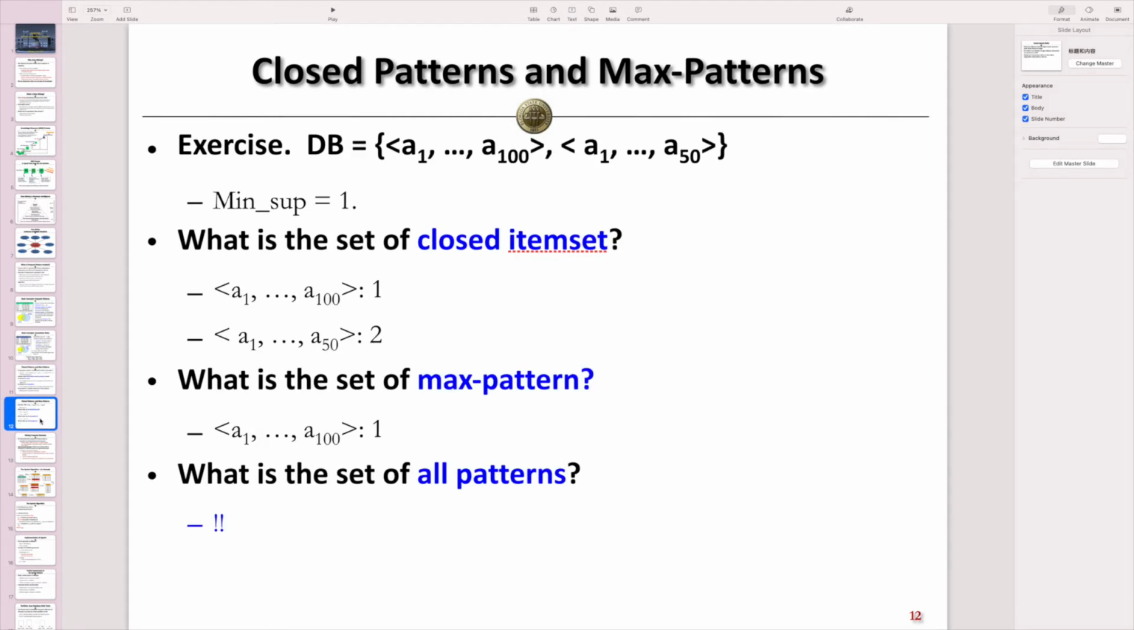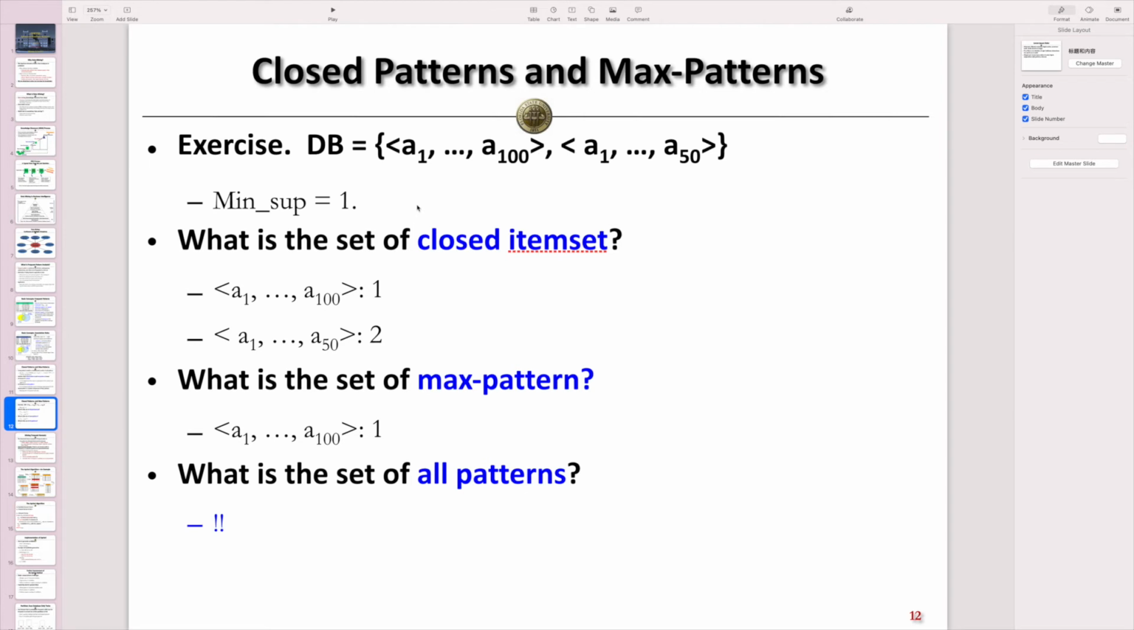Also, on this page, we'll show you an example. We have a database with two transactions. The first transaction is A1 until A100, so we have 100 items in this transaction. The second transaction contains A1 to A50, so we only have 50 items in this transaction. And we define the minimum support threshold to be 1.